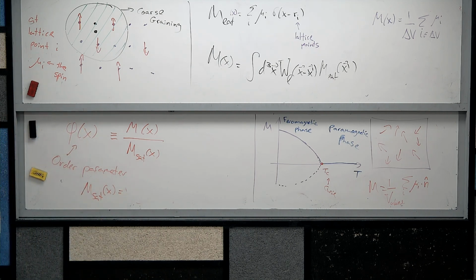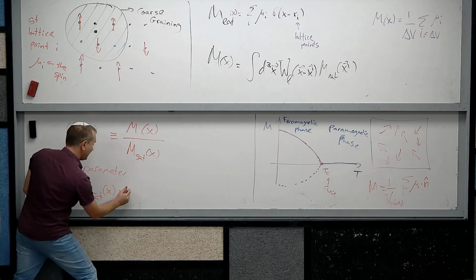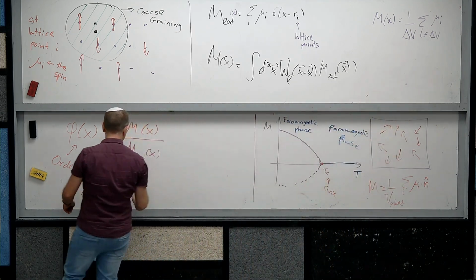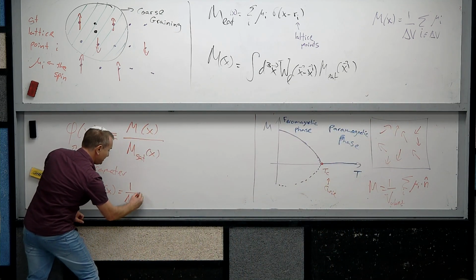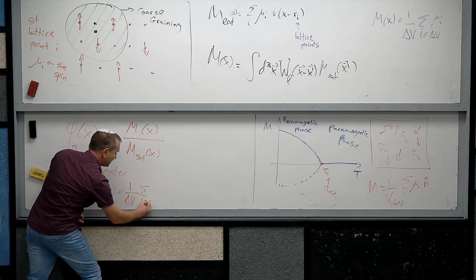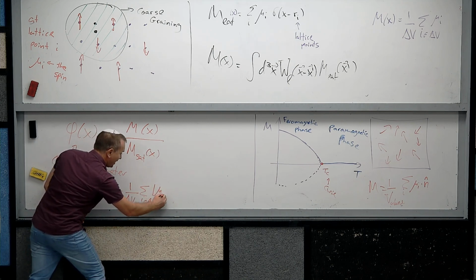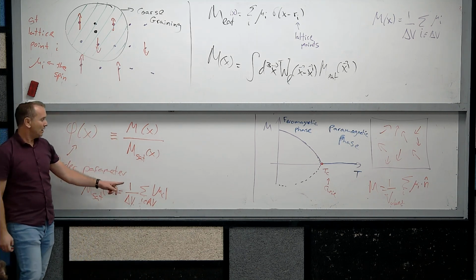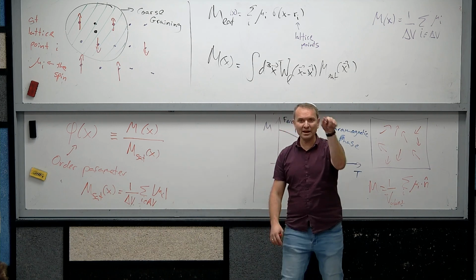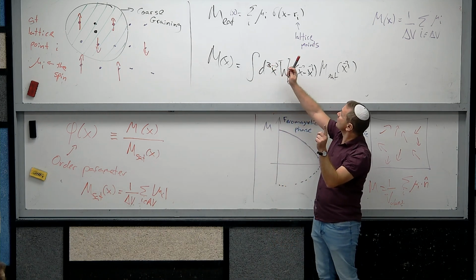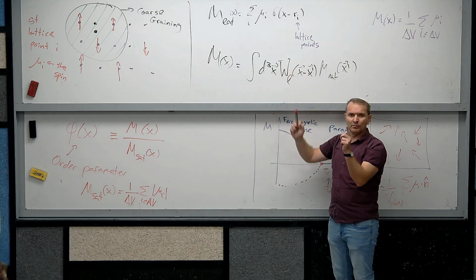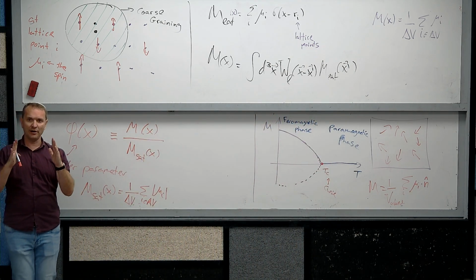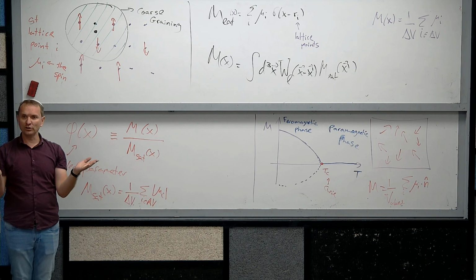M saturation of x, for example, I can say, using this description, is 1 over delta v divided by the sum inside my delta v of absolute values of mu i. So you see, what I'm actually doing, well, I can have a field or average magnetization, but I'm not interested in the average magnetization.